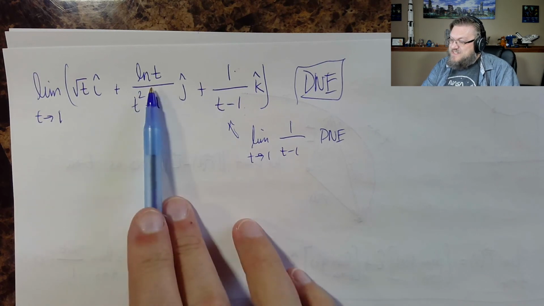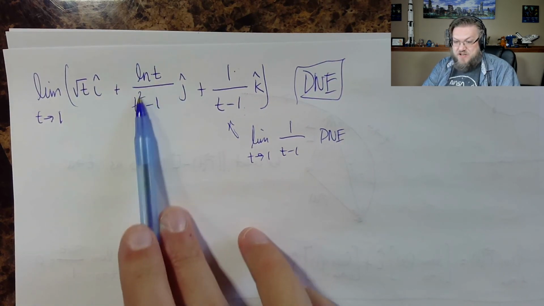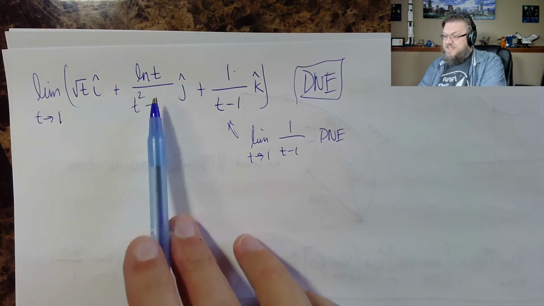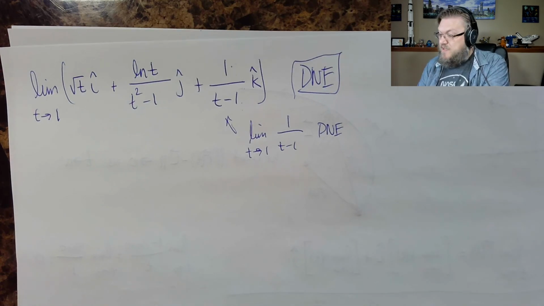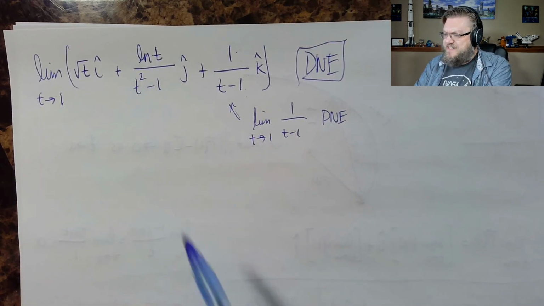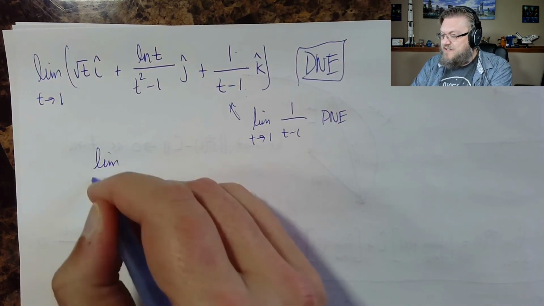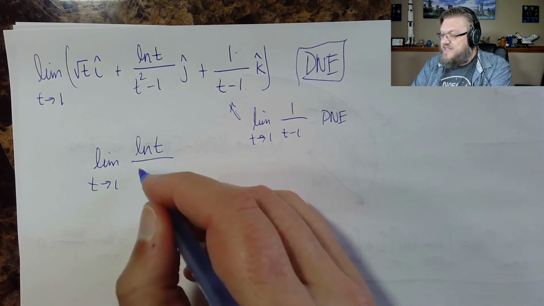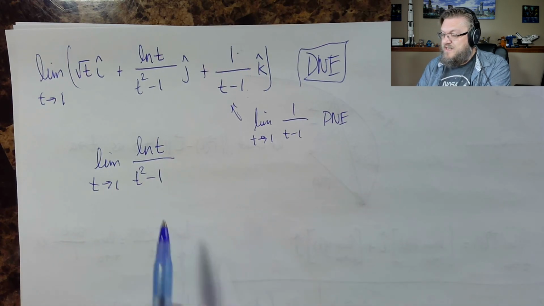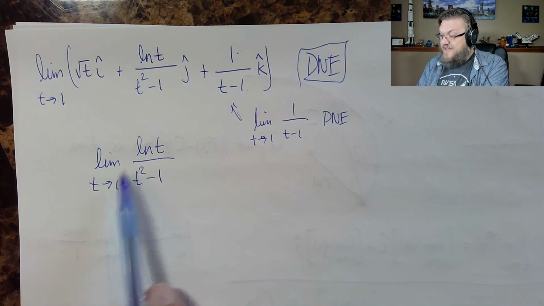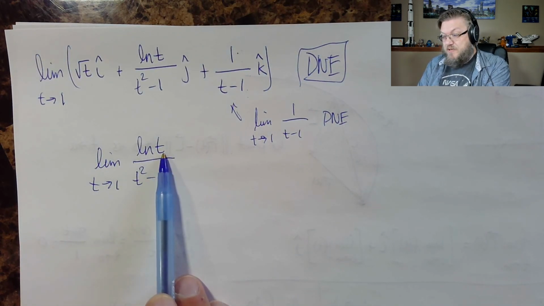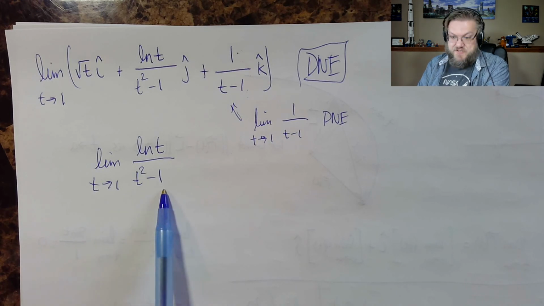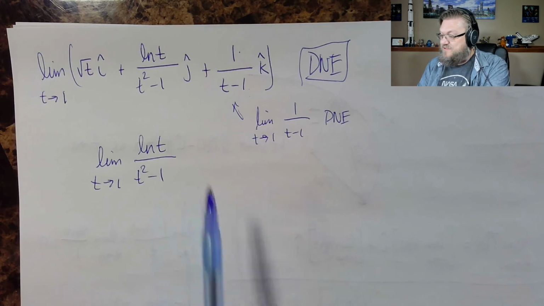Now, let's do this one because I think it's an L'Hopital and it might be good for the review. So I'm already done with this problem, but you might ask, well, what's the limit of this? Just to remind ourselves how to calculate limits. If I want to take the limit of ln of t divided by t squared minus 1, notice when I plug in 1, I get ln of 1, which is 0, divided by 1 minus 1, which is 0. So 0 over 0 means I can apply L'Hopital's rule.